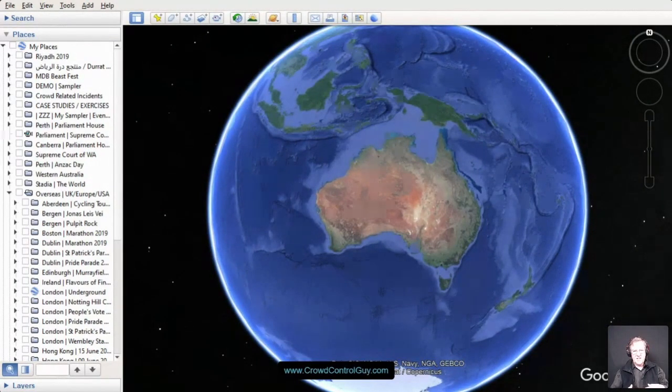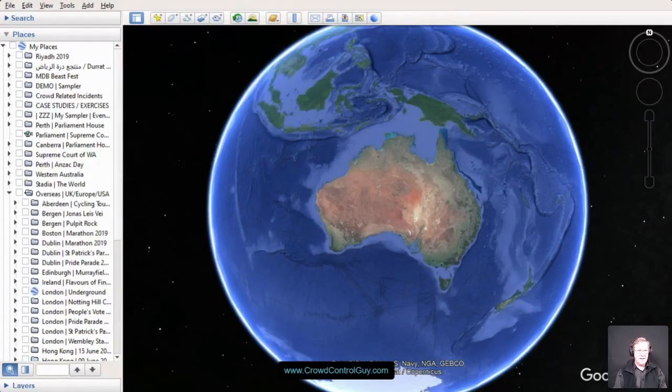If you look there, the Aberdeen cycling tour, Stephen O'Neill did that one. Bergen, you're going to see that at the end. Boston Marathon, had a bit of fun with Mark last night, showing him what's painted on the road at the beginning and the end of the Boston Marathon. Dublin Marathon, St. Patrick's Day in Dublin, London, the London Underground, every train track, every station. I can click that button and show you where to go. If I was a terrorist, no, I'm not. Right, the People's Vote Parades, Wembley Stadium.